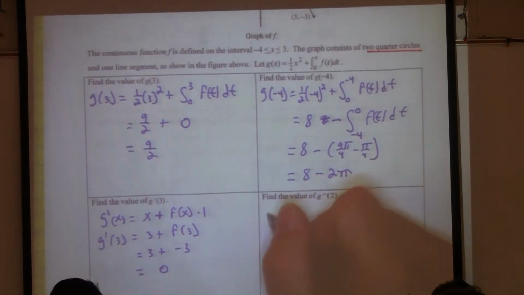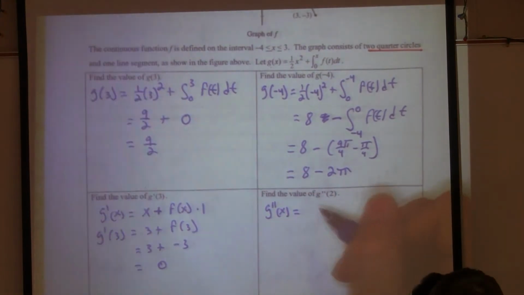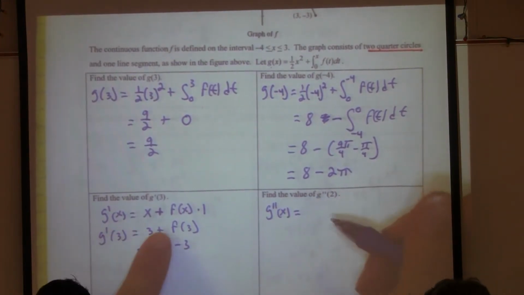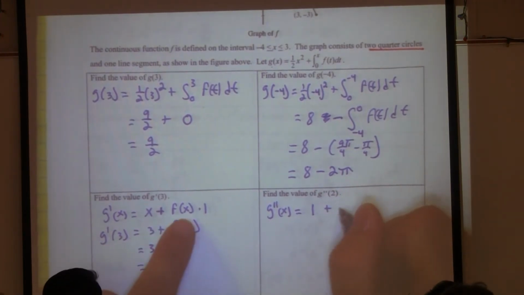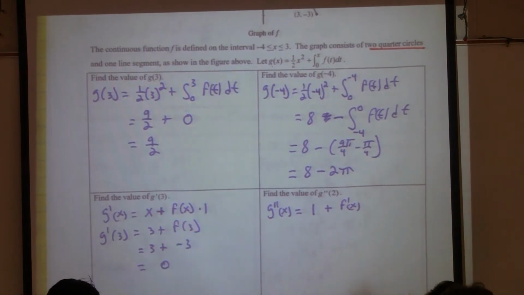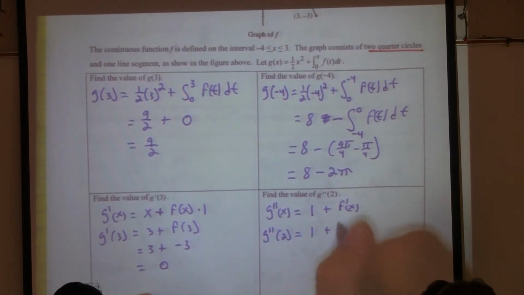Beautiful. This one wants g double prime. Now we gotta get the derivative of the first derivative. What's the derivative of x? 1 plus, what's the derivative of f? f prime of x. So now I want g double prime of 2, so 1 plus f prime at 2.